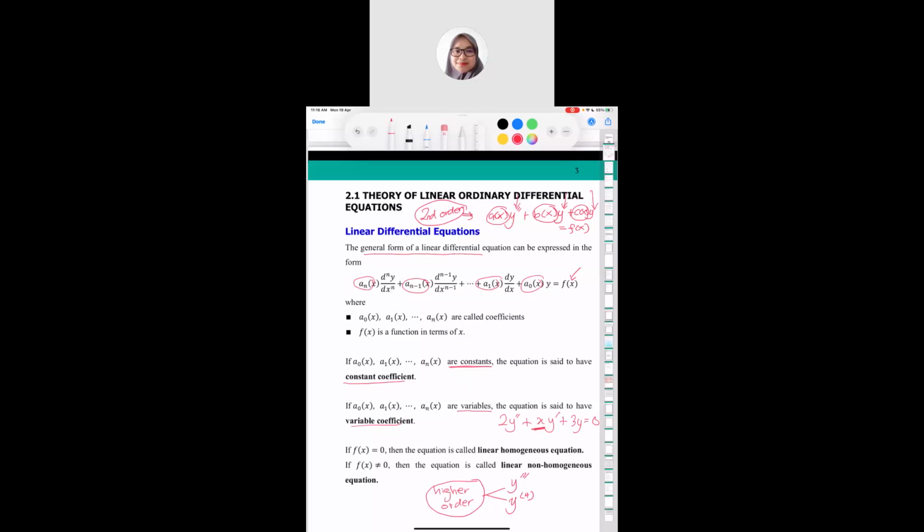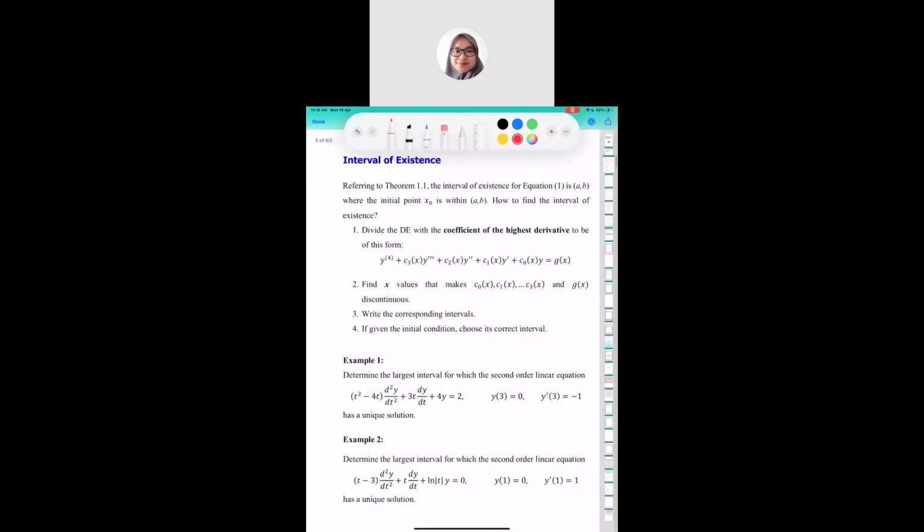Okay, so that's the introduction for second order linear with constant coefficient. I want to discuss second order first for today. So I will leave the theory for now.